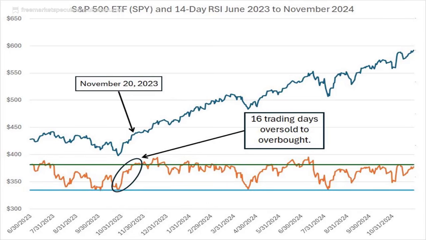So this catalyzed a big sell-off in the S&P 500, and the 14-day RSI for the S&P closed around 29.2 on October 27th, 2023. Then, 16 trading days later, after a huge rally in the S&P 500, on November 20th, 2023, the RSI closed in overbought territory at about 72.1, a reading of 72.1.